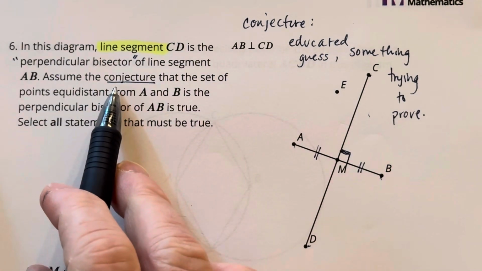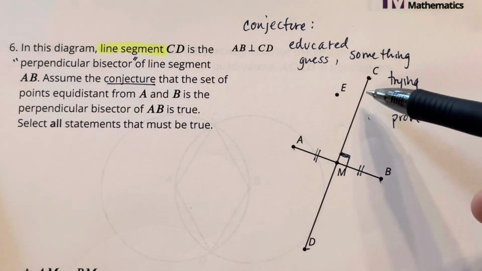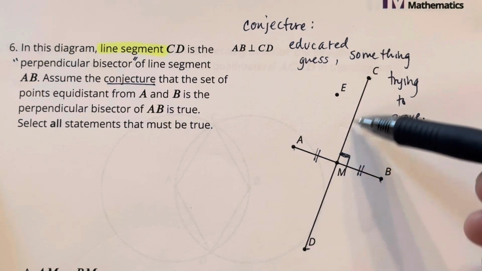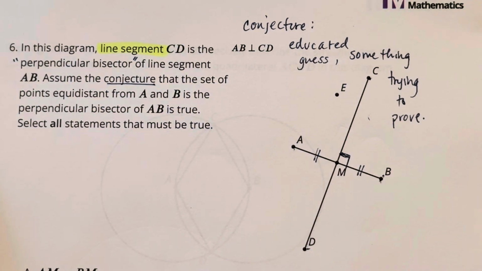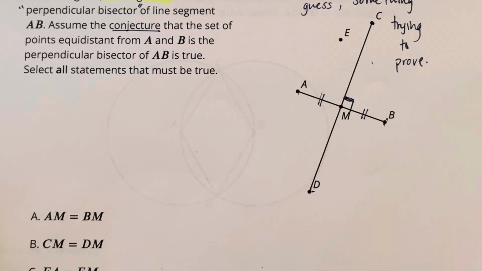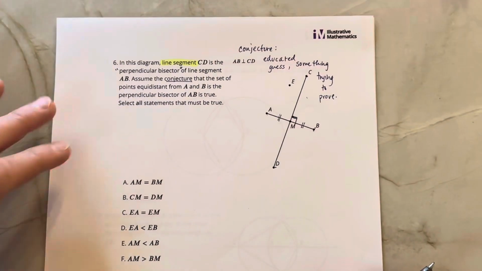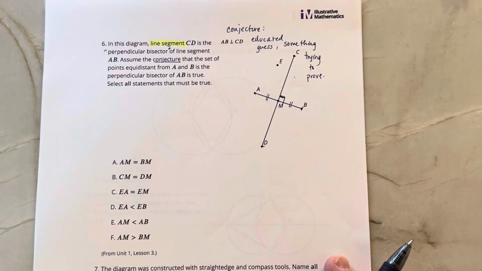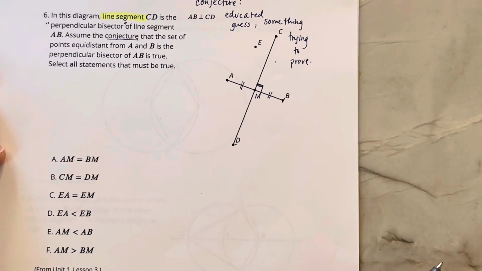So assume that the educated guess that you're trying to prove, that the set of points equal distance from A and B is the perpendicular bisector of AB. Okay. So then they ask us to do this. I'm going to zoom out a little bit. Hopefully this will be visible. All right, here we go.